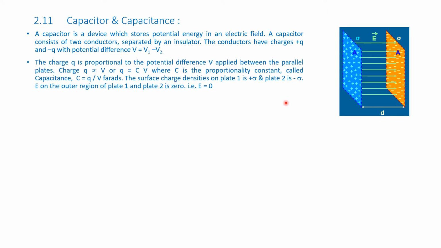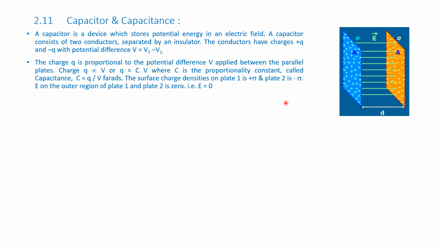The charge Q is proportional to the potential difference V applied between the parallel plates. Q is proportional to V, or Q is equal to CV, where C is the proportionality constant called capacitance. Therefore, C is equal to Q by V farads.